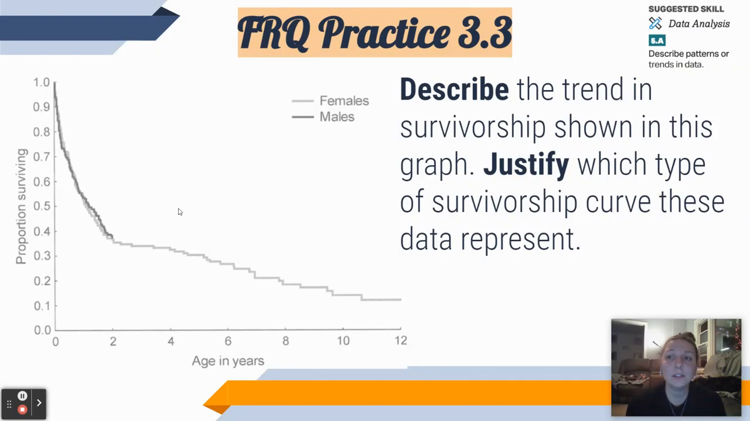So when I say describe the trend, I want you to tell me what is happening over time to the proportion of survivors. Is the proportion of survivors increasing over time? Is it decreasing over time? Is it staying steady over time? And then based on that, tell me which type that represents. And by that, I mean type one, two, or three. Okay.